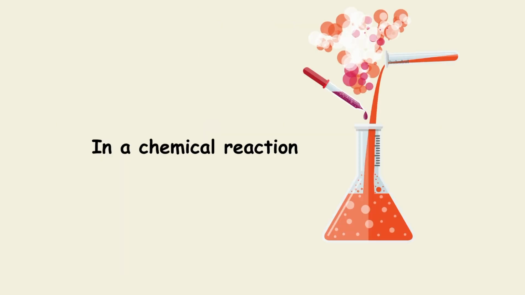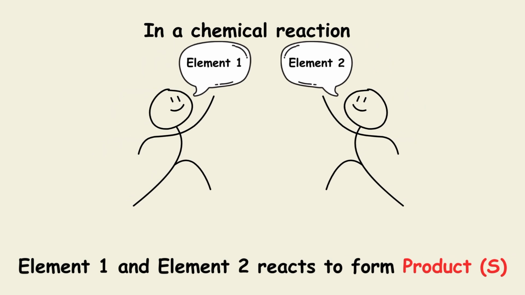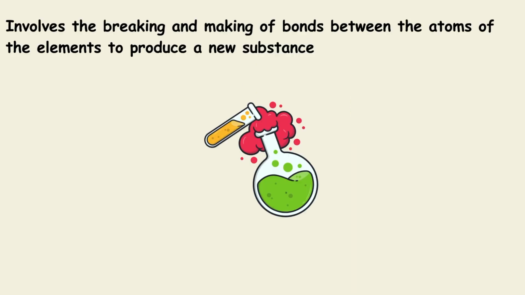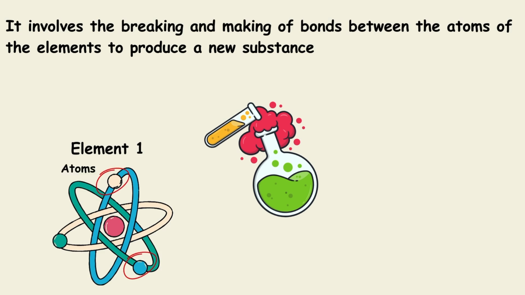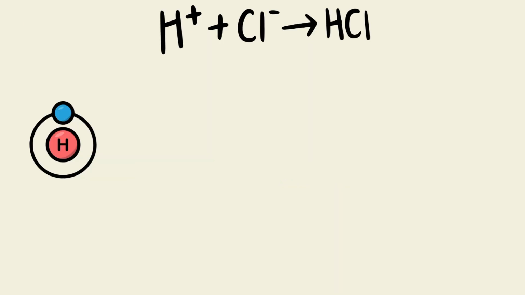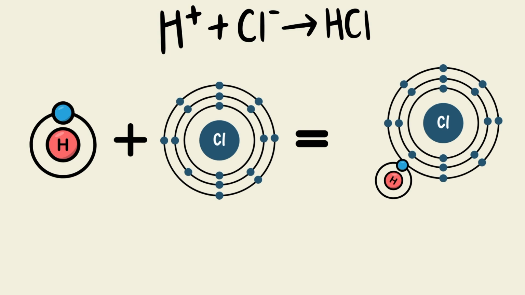In this video I am going to talk about types of chemical reactions. So far we have already learnt about chemical reactions in our previous video. In short, in a chemical reaction, different elements combine to form product or products. A chemical reaction involves the breaking and making of bonds between the atoms of the elements to produce a new substance. Here the atoms of element 1 interact with the atoms of element 2 to form the substrate. Let us take an example of the HCl reaction. Here the atoms of hydrogen interact with the atoms of chlorine to form hydrogen chloride as a substrate.